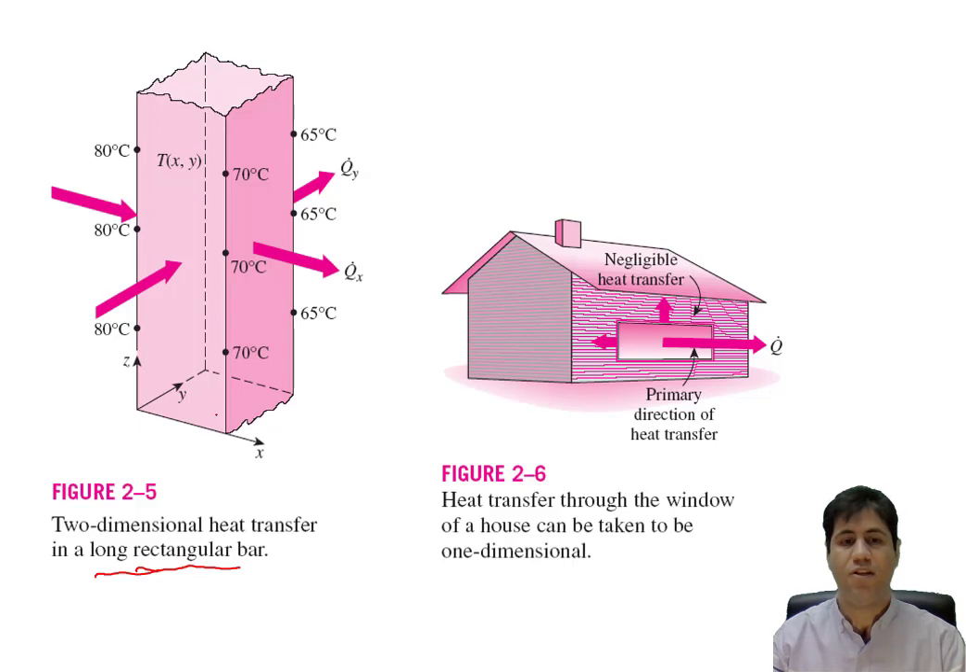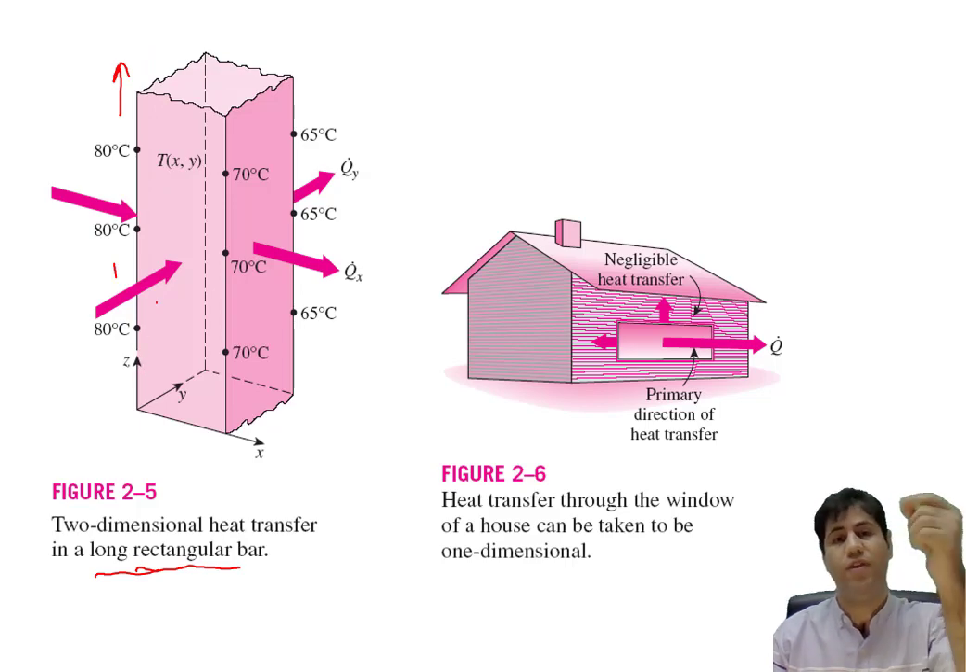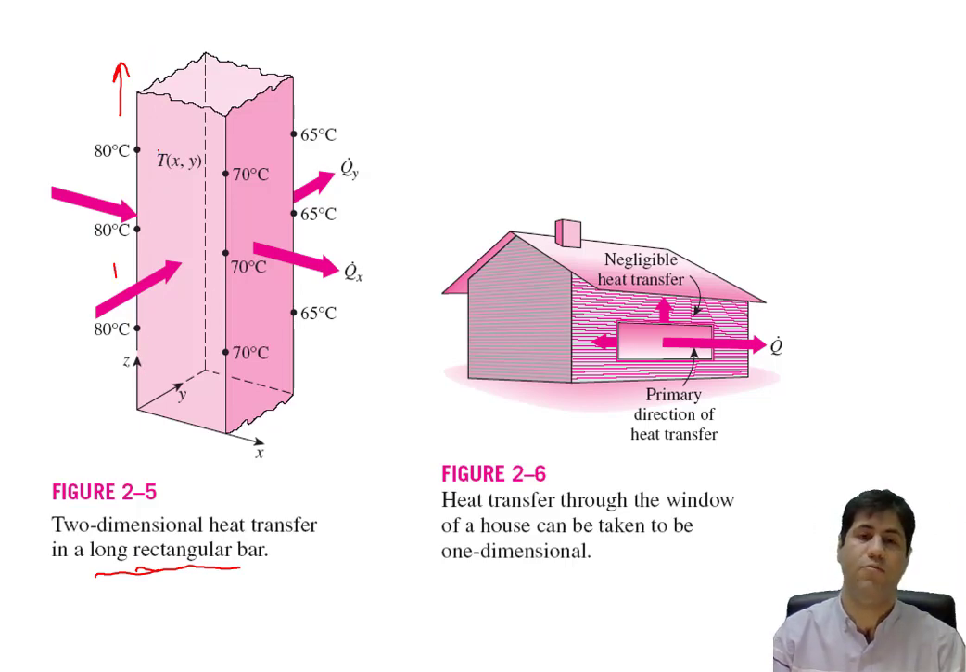Imagine the length of the bar is in this direction, as shown here. Usually, the temperature in one direction, along the length of the bar, remains constant: 80 degrees Celsius. In the Z direction, the temperature is constant, so we don't have heat transfer in this direction. How about the X and Y directions? In X, if you notice, here it is 80 degrees Celsius, and here it is 70 degrees Celsius.